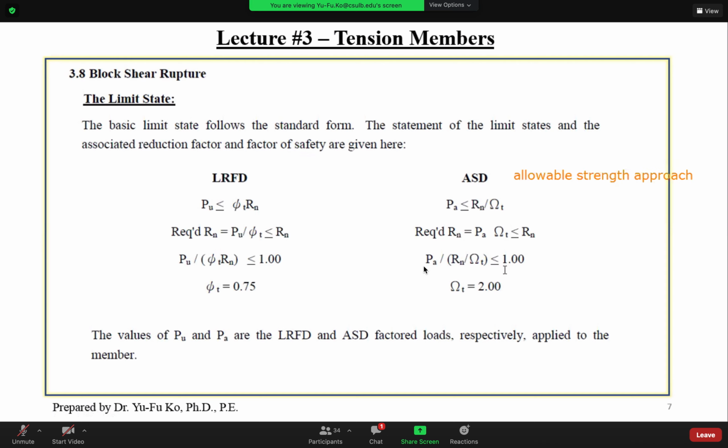So you divide by omega to figure out your capacity. Capacity should be bigger than or equal to your demand.